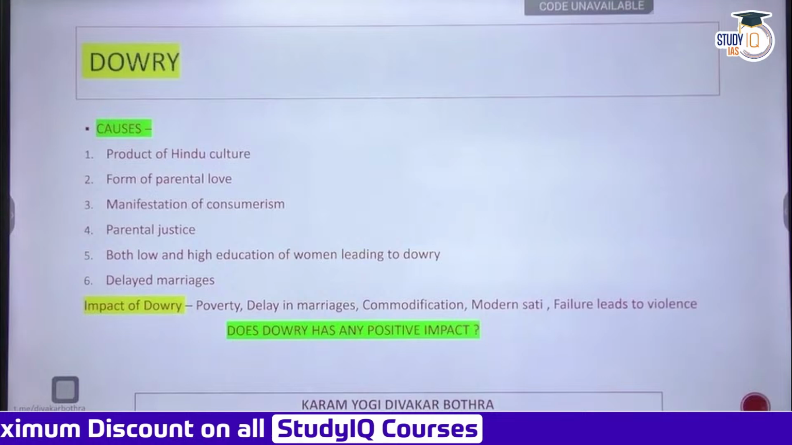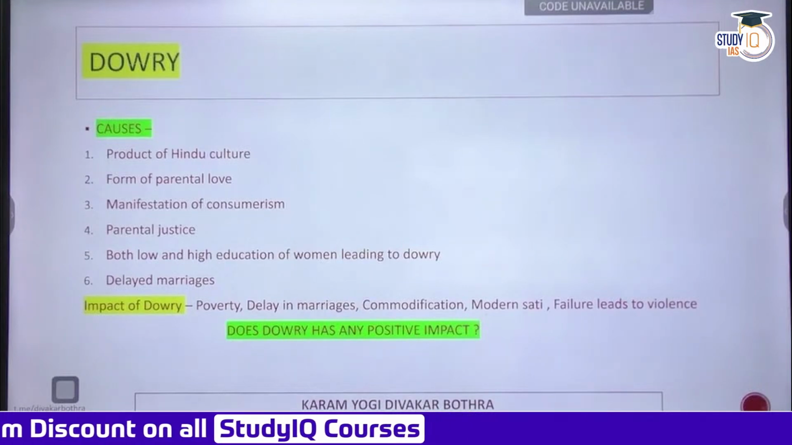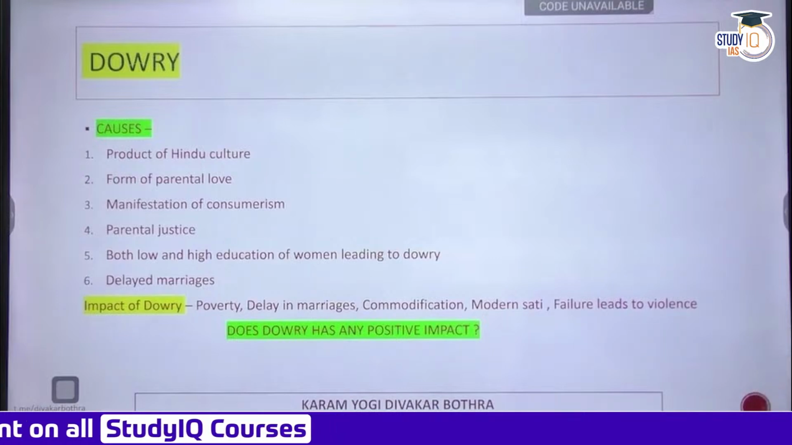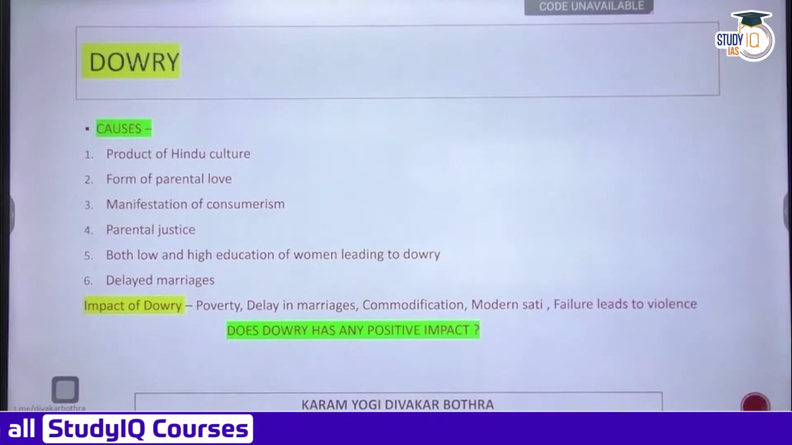Next, parental justice. Sometimes parents consider giving dowry as doing justice to the daughter, as the majority of the parents' wealth after their deaths would come to the son.